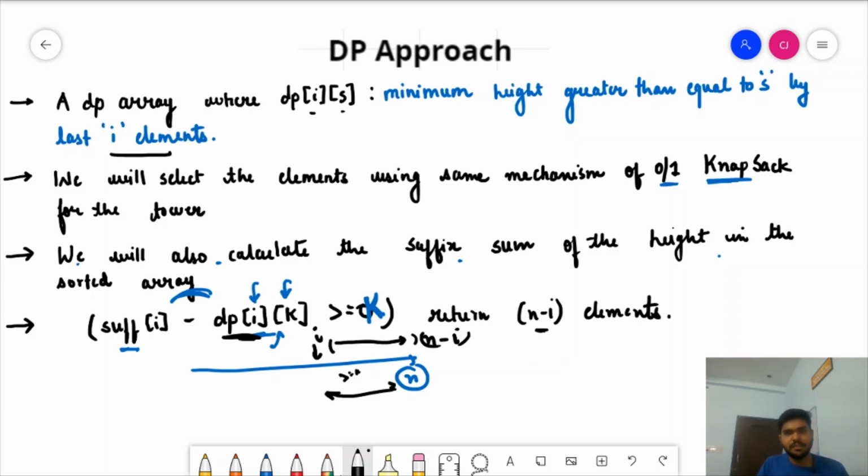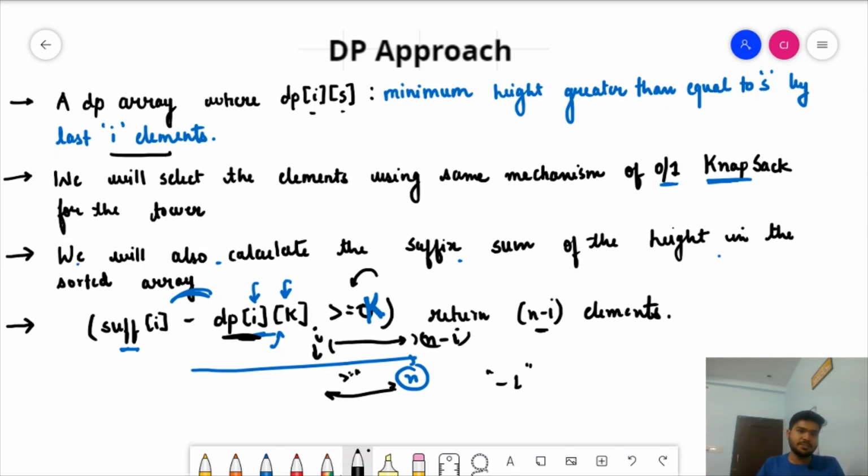We'll return n minus i. And if this condition doesn't hold throughout the array, then we'll return -1, because there is no possible combination that can form the two towers. So this is the simplest approach that we can think of, using the 0/1 knapsack prerequisite and a suffix sum that we have additionally added to the variant of this 0/1 knapsack, right?